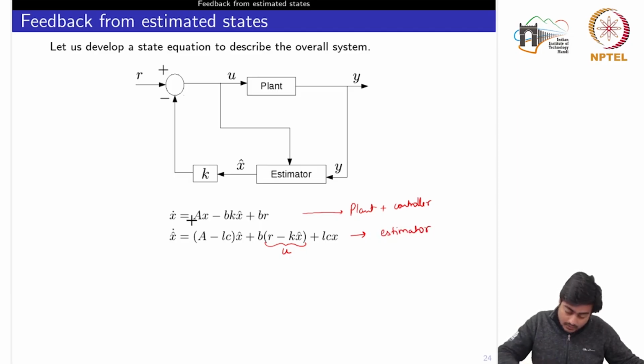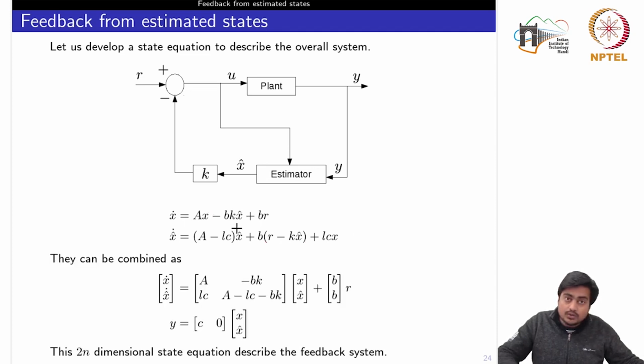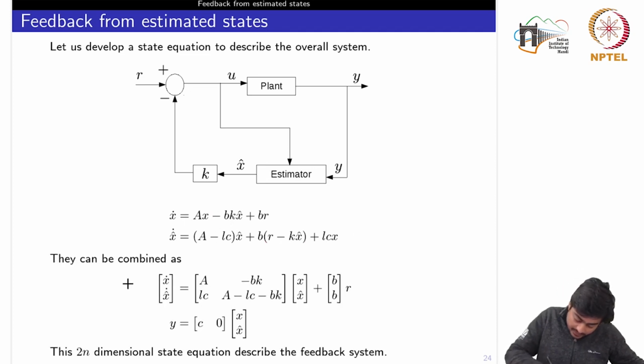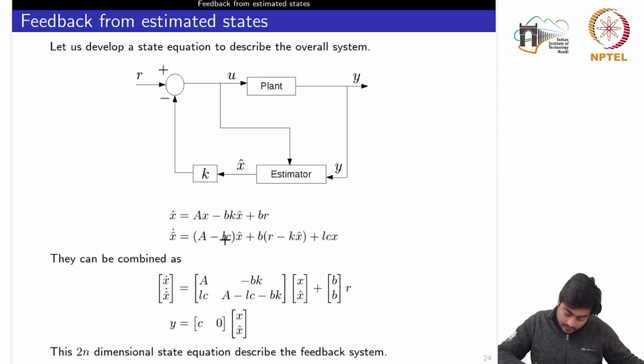Okay, so now we will make a new system by combining these two state equations into one. We can see that x dot and x hat dot would become a new state vector. It's better to define them, let's call them x tilde. Okay, so it would be x tilde is equivalent to this one. So it becomes x dot is equal to Ax, minus BK x hat plus Br. Okay, this is the first equation.